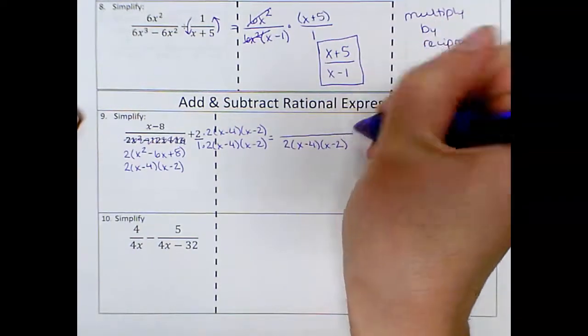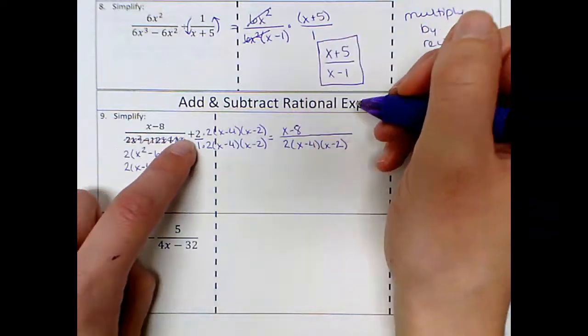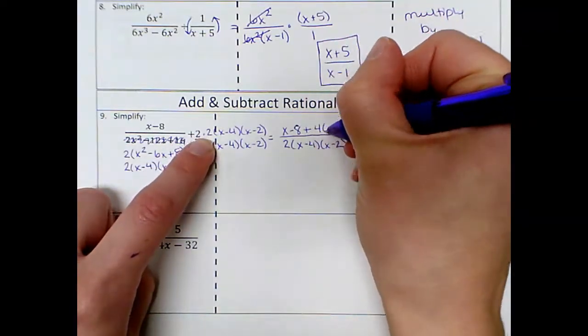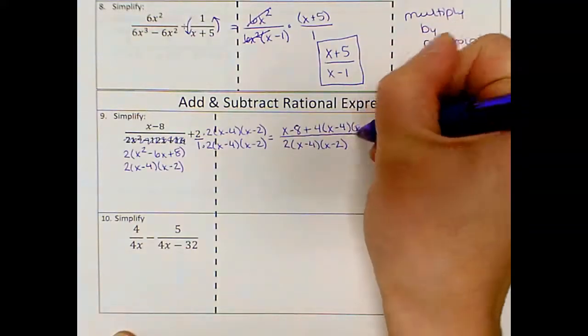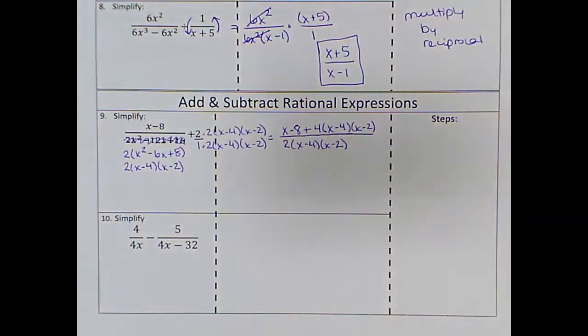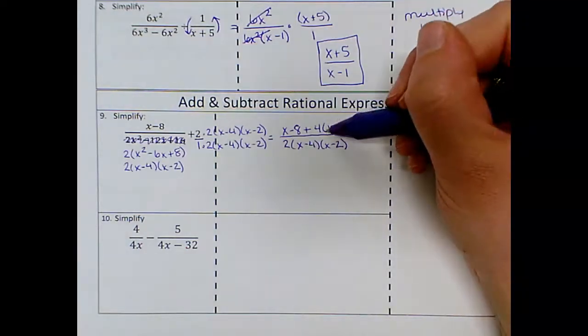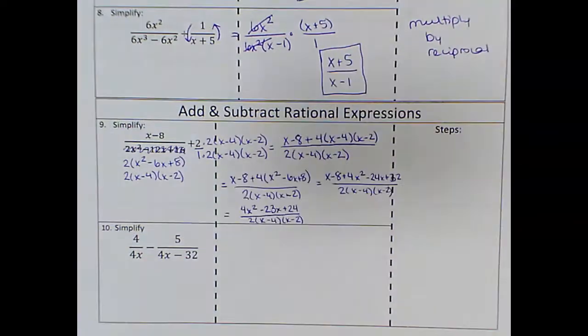But my numerator is now a little different. It's x minus 8 plus 2 times 2, which is 4, times x minus 4 times x minus 2. What I'd like for you to do is pause your video. I'd like for you to FOIL this, distribute in the 4, and combine your like terms that you see in the numerator. Okay, sorry for the glitch.